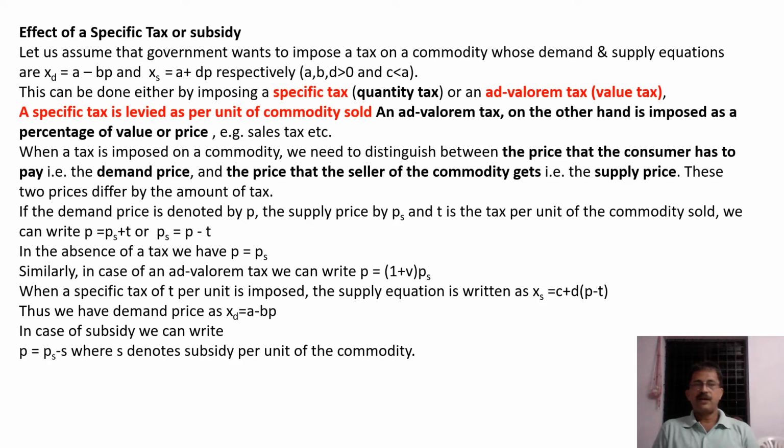Similarly, in case of ad valorem tax, we can write P is equal to 1 plus V into PS. When a specific tax of T per unit is imposed, the supply equation is written as XS is equal to C plus D into P minus T. In case of subsidy, we can write P is equal to PS minus S, where S denotes subsidy per unit of commodity.